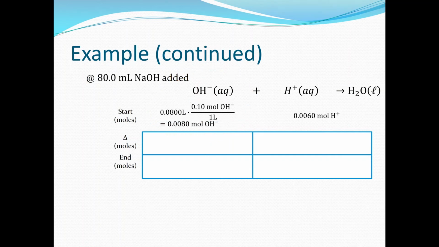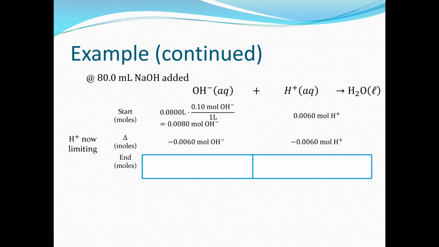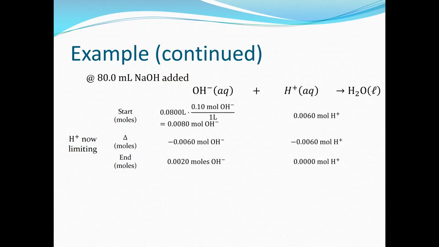And so now the question is, which one's limiting? Well, the first step, we had hydroxide limiting. The second step, they were both limiting. In this case, it's now the hydronium ion that's the limiting reagent. And so it's going to be that 0.0060 moles of H plus that are going to get used up. Once I've used that up, the reaction has to stop, right? It can't go any further. So I'm going to use up the 0.0060 moles of hydronium ion, which means I can only use up 0.0060 moles of the hydroxide. And so what I'm going to have left is 0.0020 moles of hydroxide and nothing in terms of hydronium ion. And so now this is the thing that's going to determine our pH.